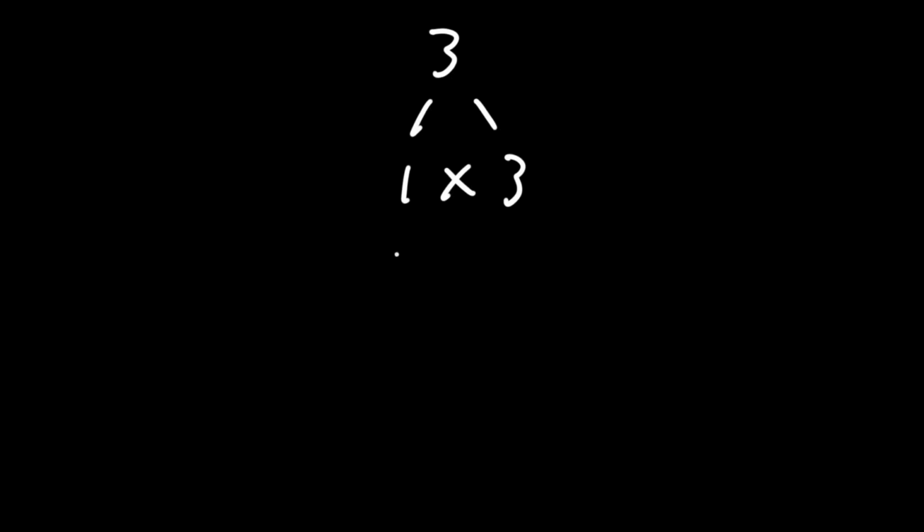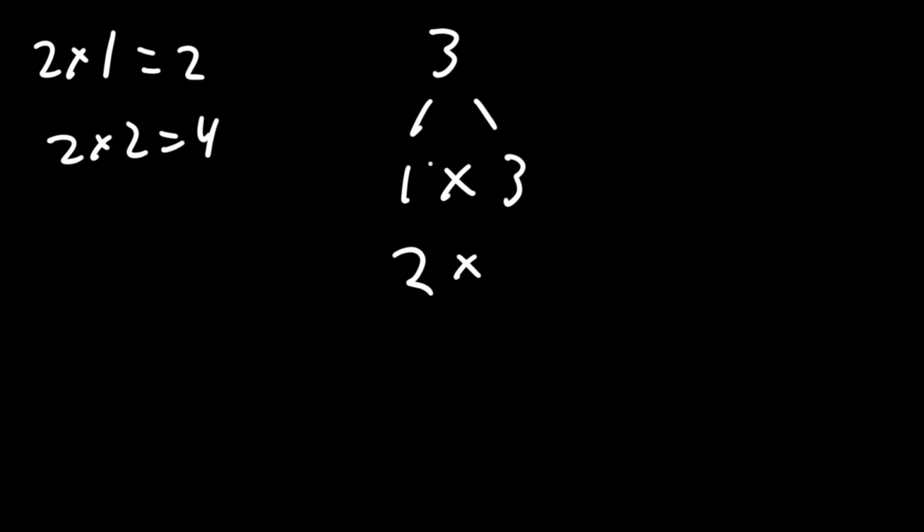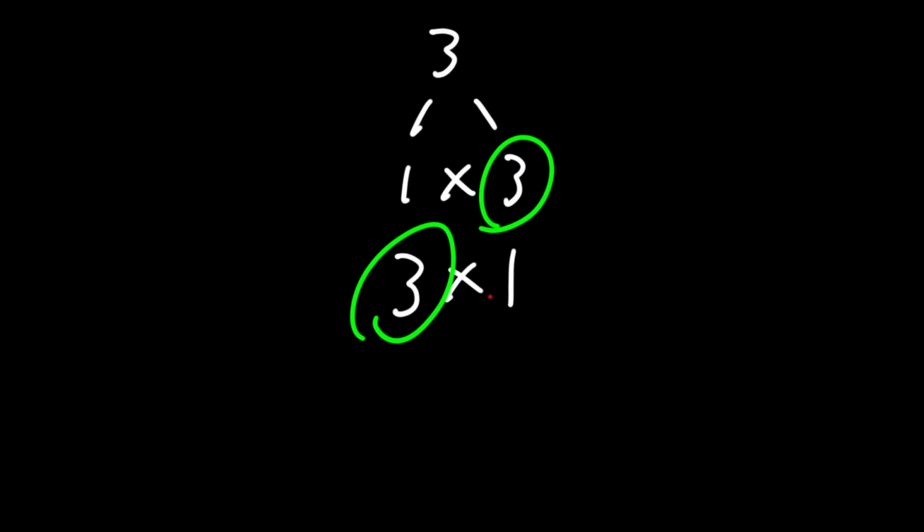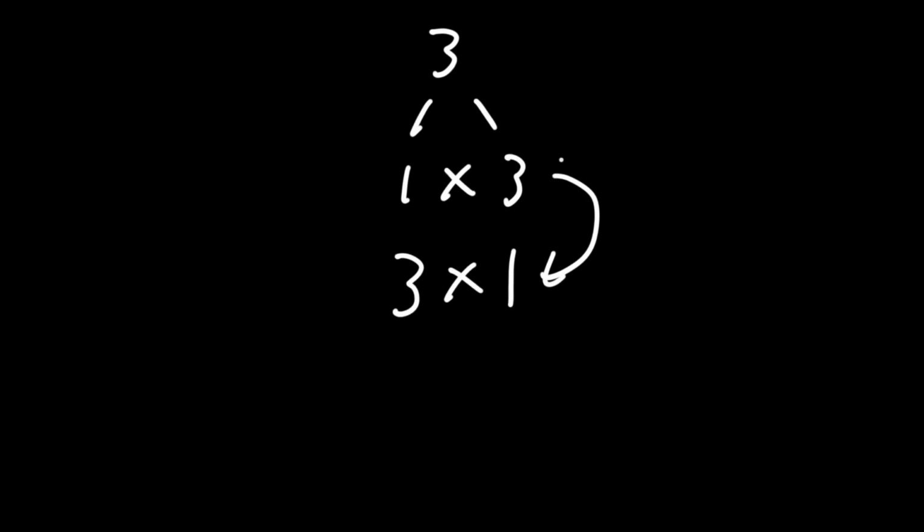Now let's try 2. 2 times what equals 3? Let's guess and check. 2 times 1 equals 2, which is less than 3. 2 times 2 equals 4, which is larger than 3. So we can't multiply 2 by anything to get to 3. So that means 2 is not a factor. Now what about 3? 3 times 1 is 3, but notice how these factors, they're the same. So that means these two factor pairs are the exact same.